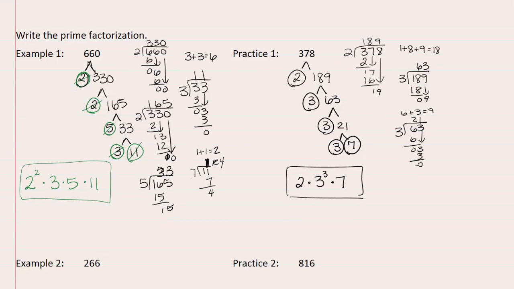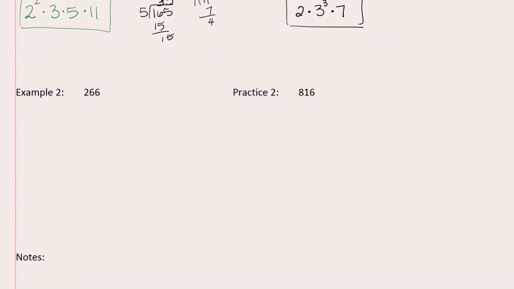Let's try another example. So 266. It's an even number, so let's start by dividing by 2. 266 divided by 2 is 133. 133. Well, I don't know. It's not even. It doesn't end in a 5. So let's see if I add the digits up. 3 plus 3 plus 1 is 7. 7 is not divisible by 3, so it's not divisible by 3. So now we have to start dividing by our primes in order from smallest. So the next smallest prime I have is 7. So does 7 divide into 133?